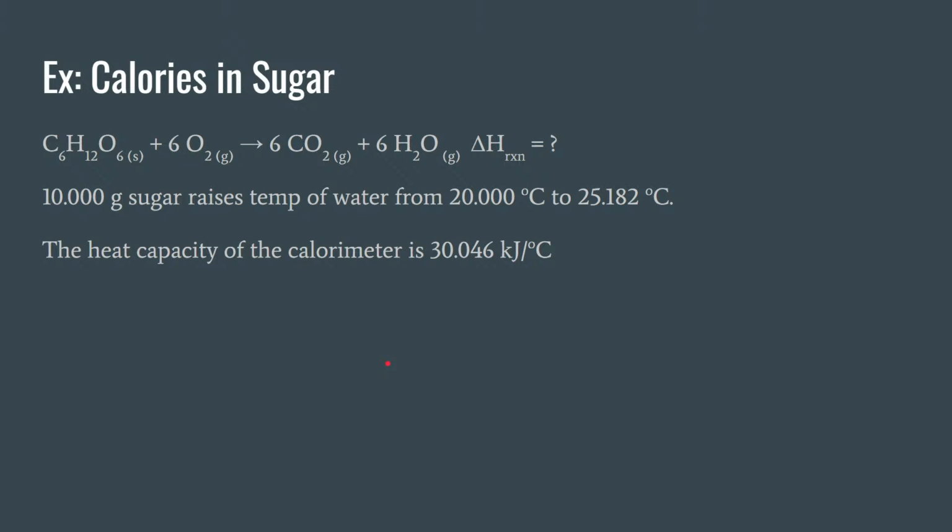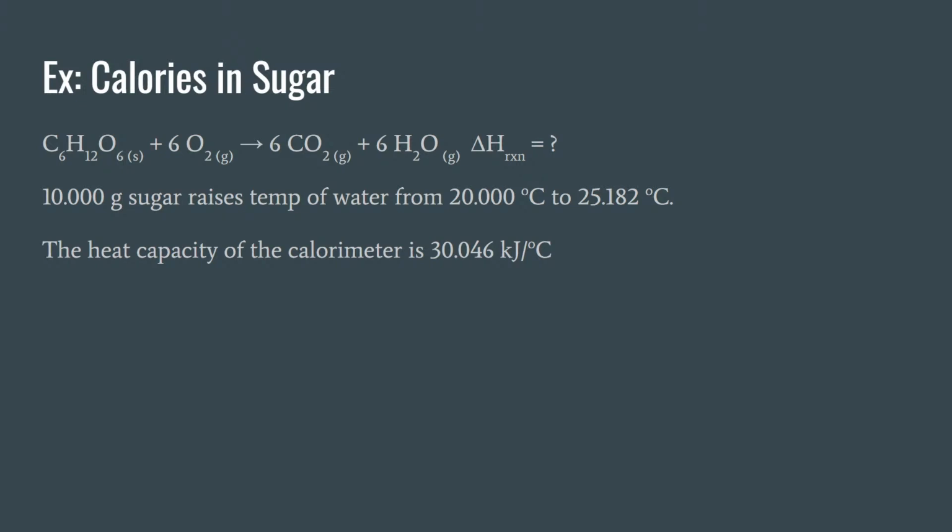So how many calories are there in 10 grams of sugar? You burn 10 grams of sugar, and it raises the temperature of the water in your bomb calorimeter from 20 degrees Celsius to 25.182 degrees Celsius. And the heat capacity of this particular calorimeter is 30.046 kilojoules per degree Celsius. What is, not the enthalpy, this should be what is the energy change, the delta U, or delta E in terms of the book, but what is the internal energy change for this reaction?